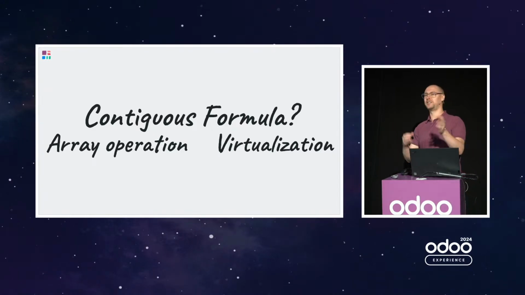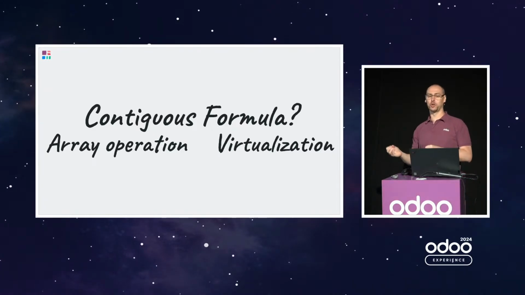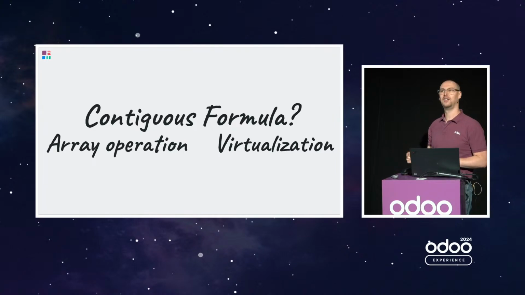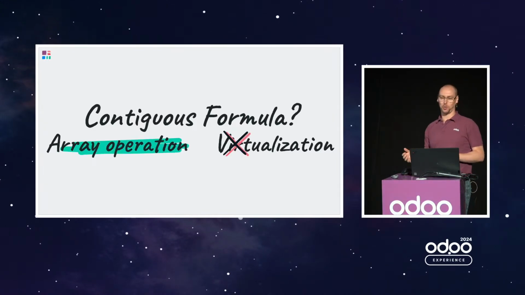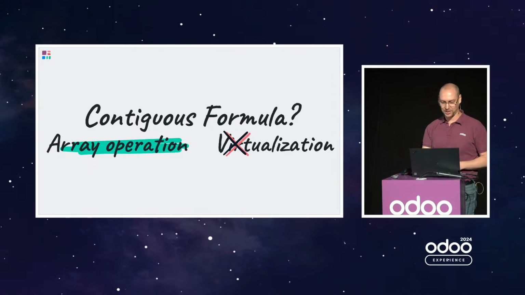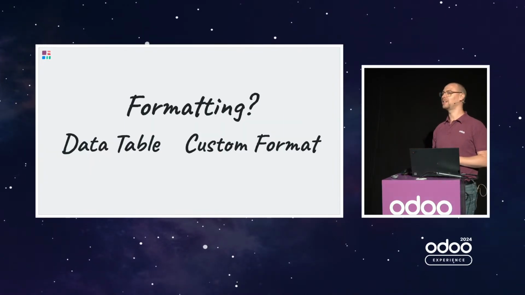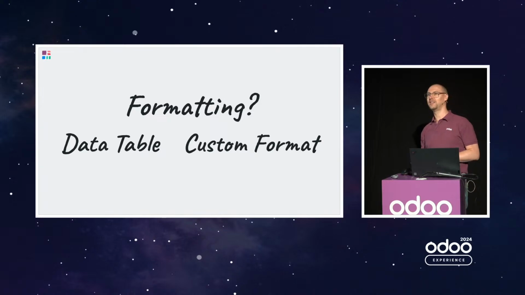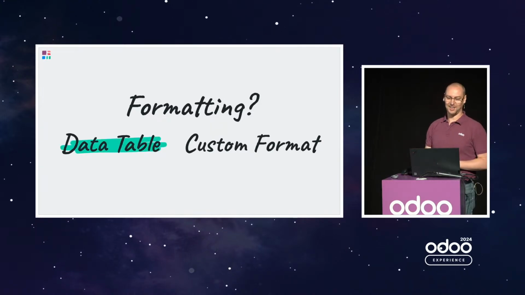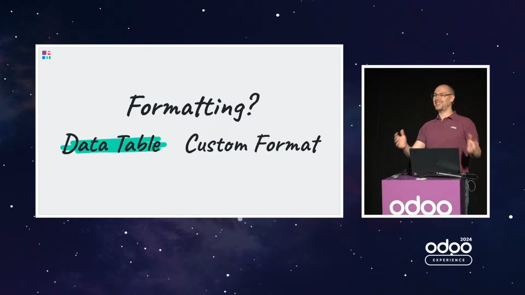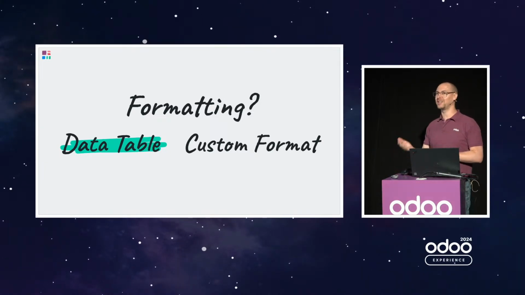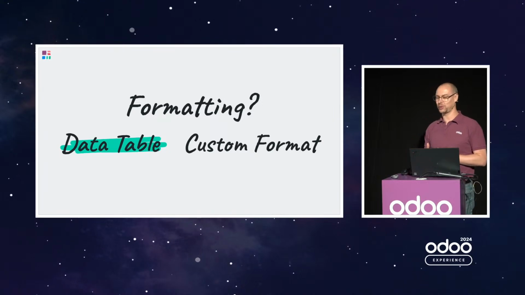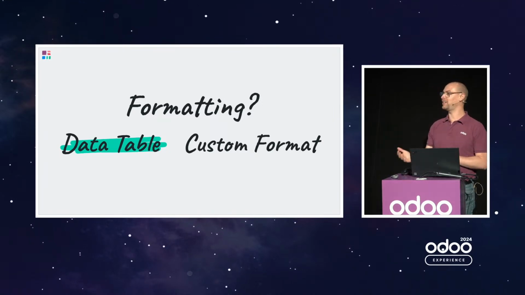Contiguous formulas differ only by one cell. What should you use? Array operation or virtualization? Yes, obviously, array operation. Virtualization is a word I invented. It doesn't exist in spreadsheet. Formatting, data table or custom formats? Yes, you got it. It's always the same direction. Data tables, this is basically zero cost. Custom format is not a bad choice. You can still use it, and sometimes it is still useful. But prefer data tables everywhere.